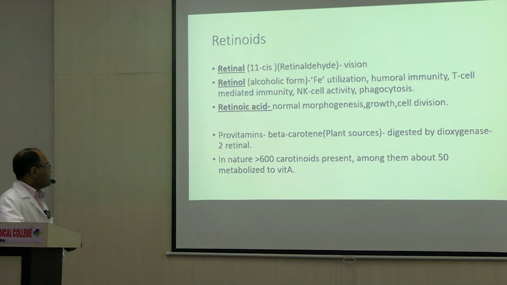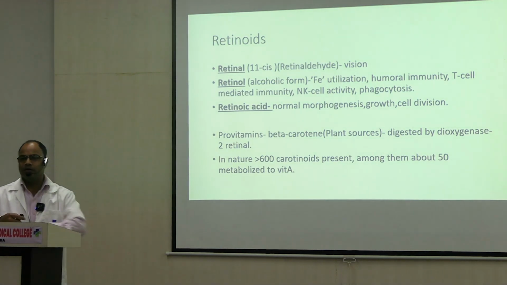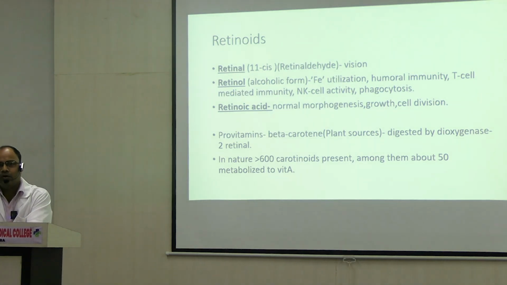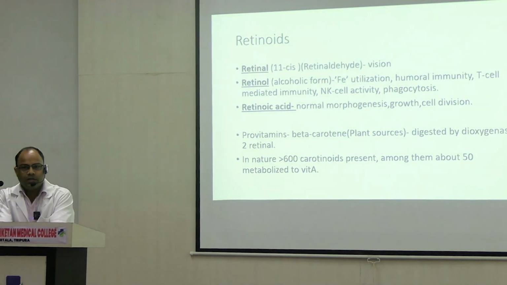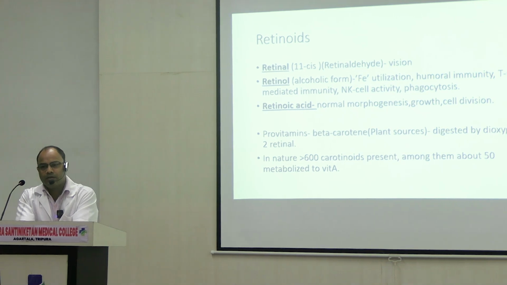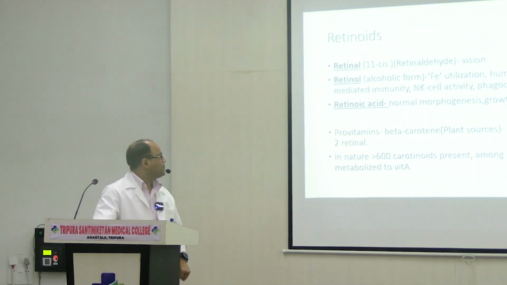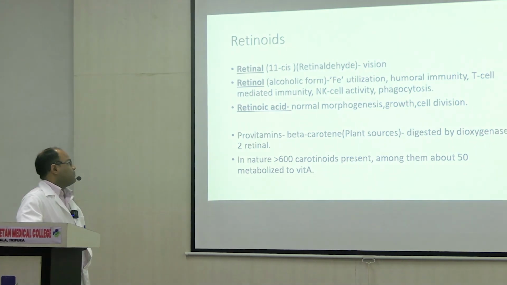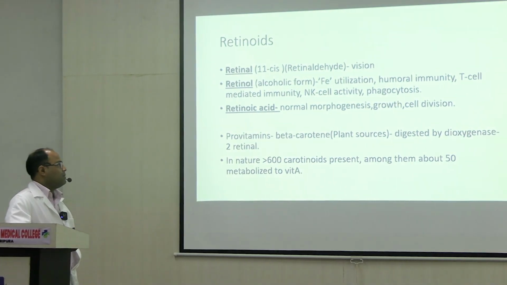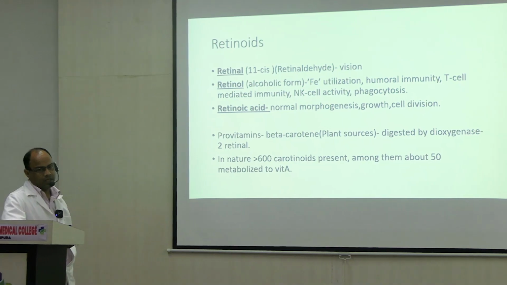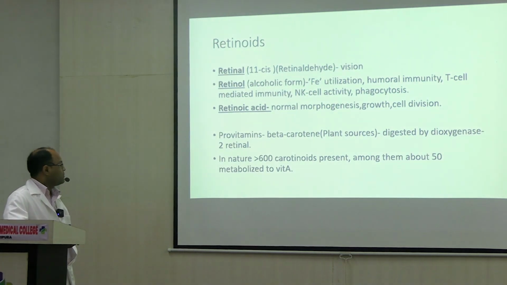Next one is retinoic acid. This vitamin A form functions like a steroid hormone. Because, you know, steroid hormones have intracytoplasmic nuclear receptors. Retinoic acid also has intracytoplasmic nuclear receptors. Its functions are normal morphogenesis, cell division, growth, and cell differentiation.